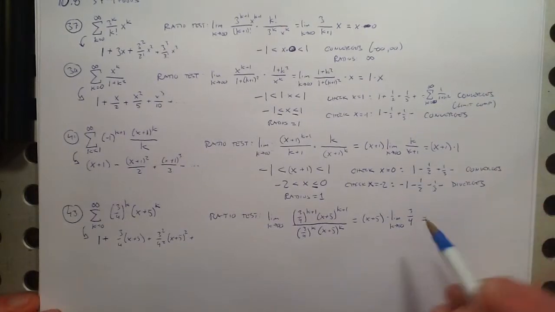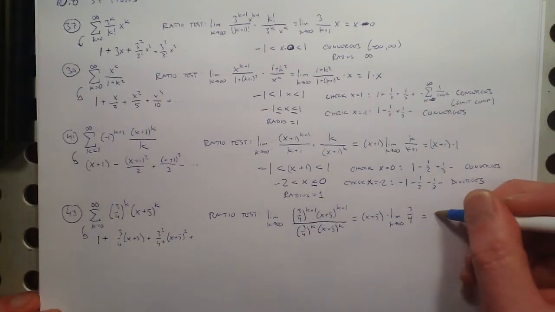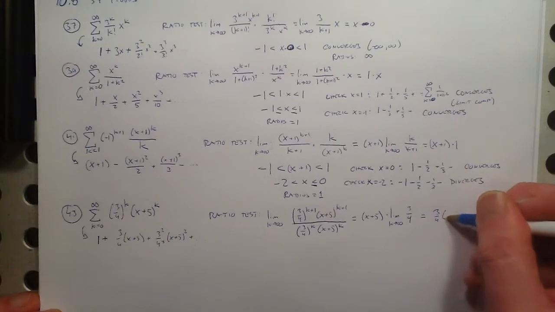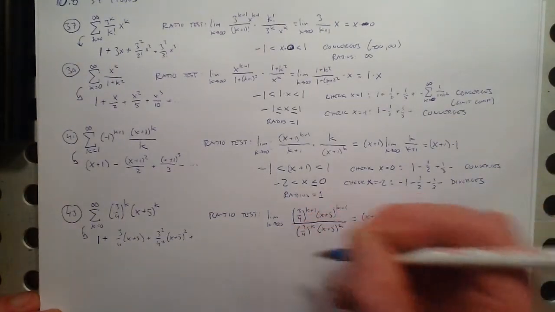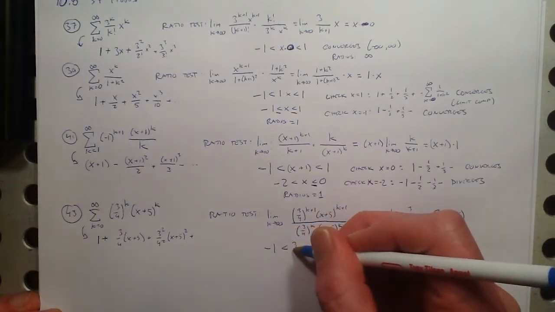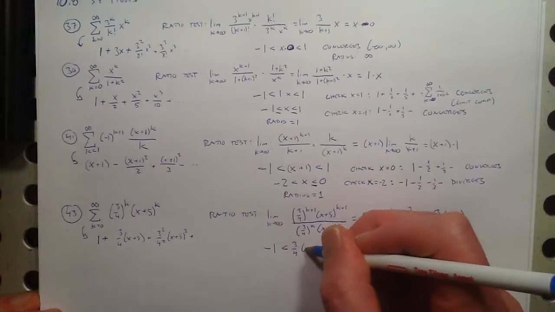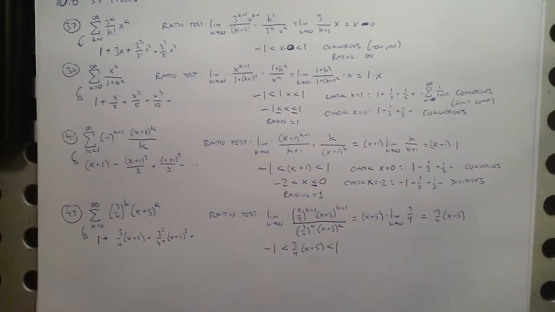Now there's no k's in here, so the limit as k approaches infinity of 3/4 is just 3/4. There's no k's in there at all. So I have 3/4 times x plus 5. I need that to be sandwiched in between -1 and 1. Well, let's see what we need to do here, a little bit of algebra.